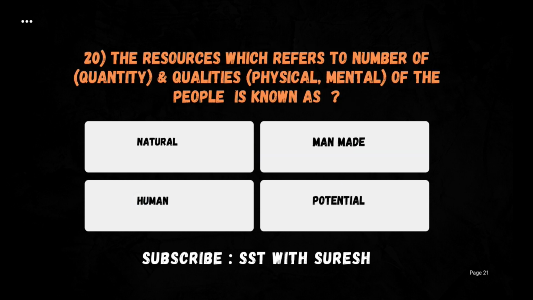Okay, next question, question number 20. The question asks: the resources which refer to the quantity and quality of the people are known as what kind of resources? And the options are: A, natural resources; B, human resources; C, man-made resources; and D, potential resources. And the correct answer for question number 20 is that it is known as human resources.